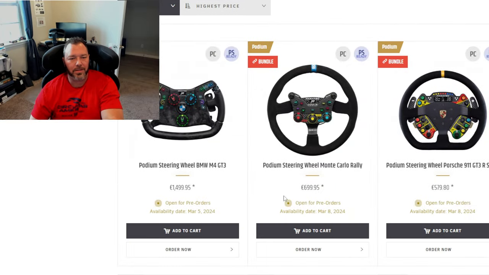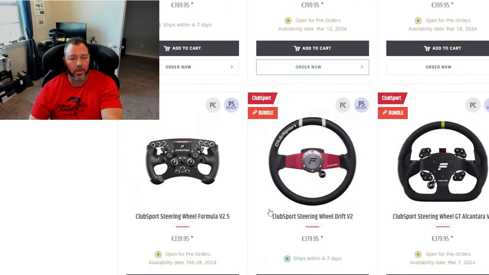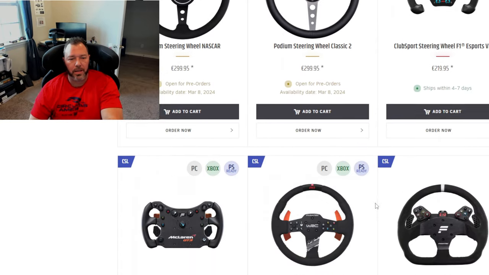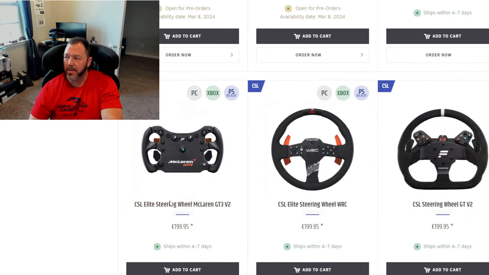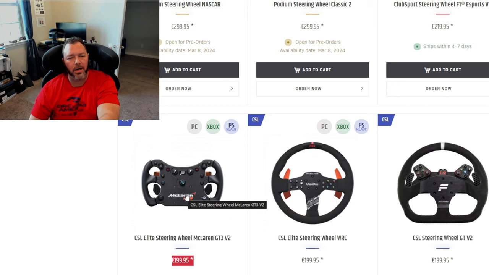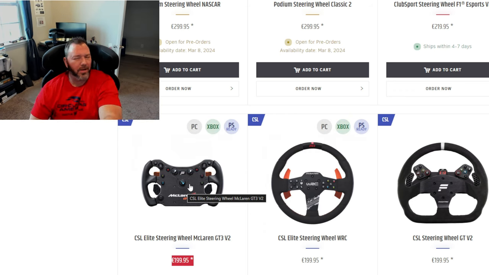Here's a wheel I would suggest to you that I know holds up really well for high torques, because I've used it on my AccuForce, and that is this one right here, the CSL Elite GT3 V2 for $200. I would highly suggest this wheel over that Extreme wheel package, right? So get the DD, get this wheel. This will enable you to actually play on Xbox if you wanted to, if you had an Xbox.